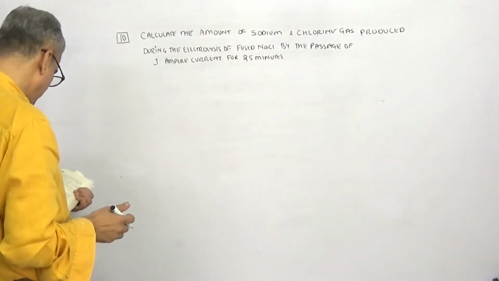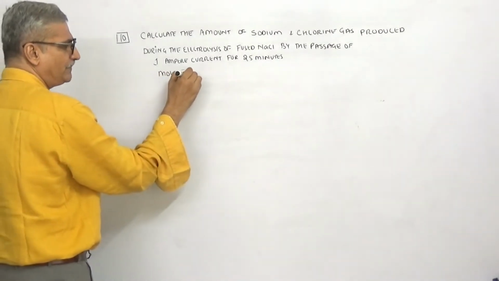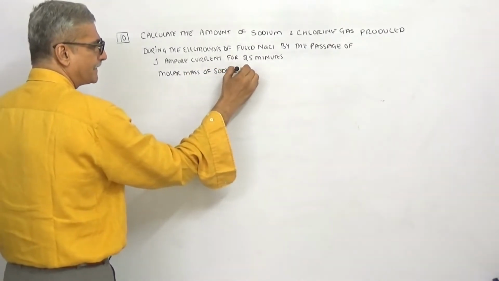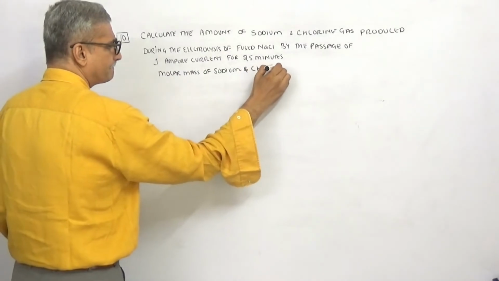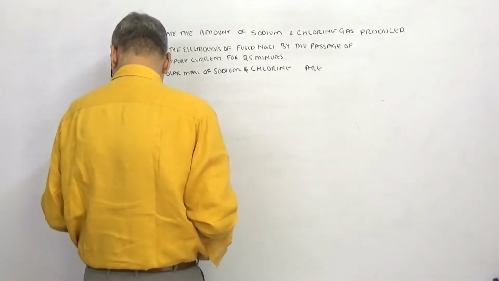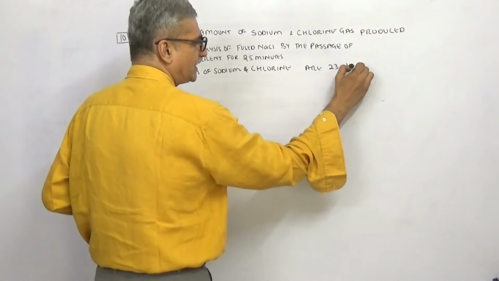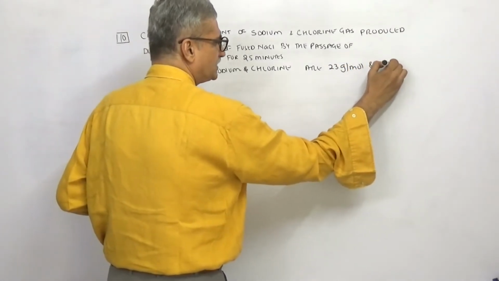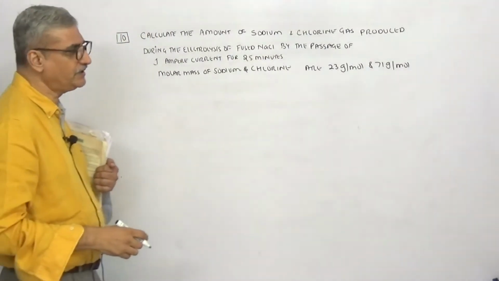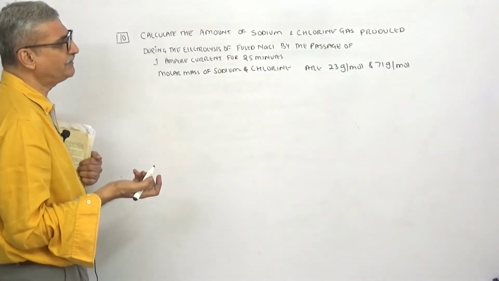Molar mass of sodium and chlorine are 23 gram per mole and 71 gram per mole. Okay. So what we have to find out? Amount of sodium and chlorine produced.